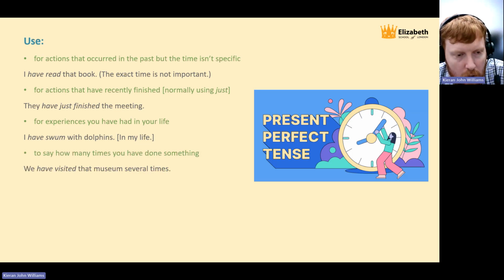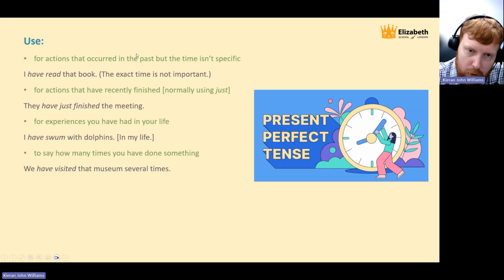Another situation could be when you're trying to describe how many times you have done something. If you look at the example sentence, we have visited that museum several times. Again, you're talking about your past, but not at any specific moment.